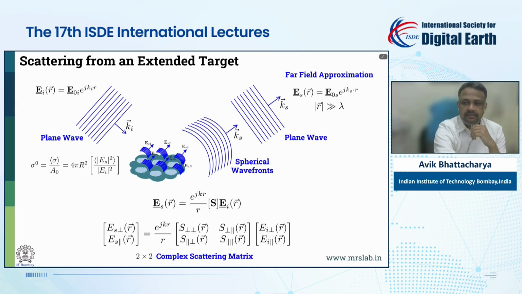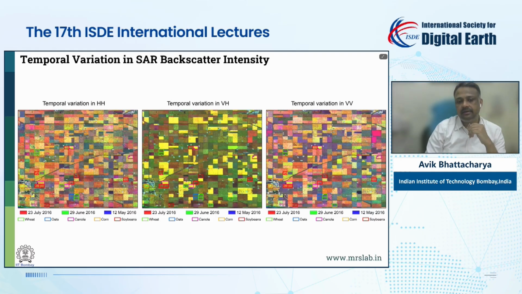How do we see these datasets? If we look at the temporal variation of SAR backscattering for an agricultural area, this is an area with different types of crops, and the color variation shows the temporal variation over May, June, and July, over different fields and in different polarization states. This clearly shows that the variability in scattering from different crop types gives you a lot of information.